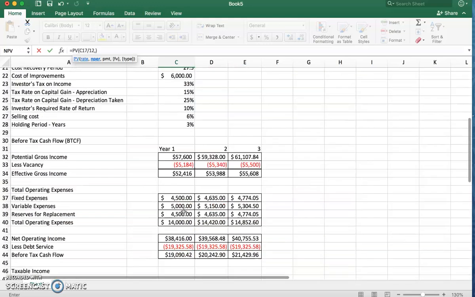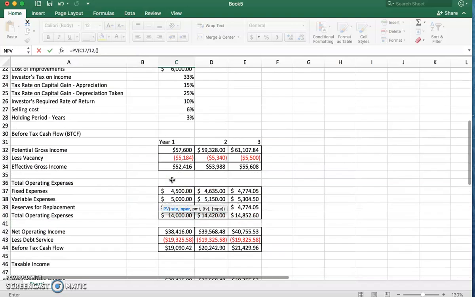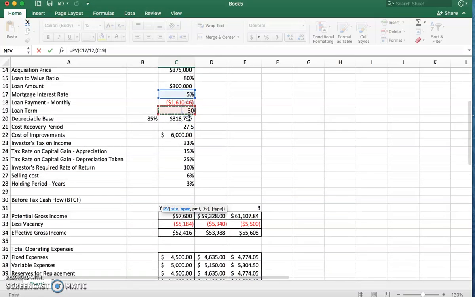So let's do it like this. Let's do a parentheses, and then we'll do 30 years minus the 3 years that we've been here. Alright, and then we can close that up and multiply that by 12 to make it annual. Alright, and then the last thing we need is our monthly payment right here.